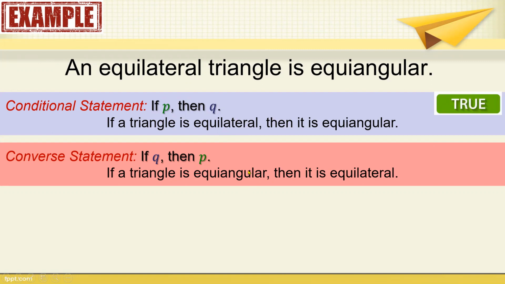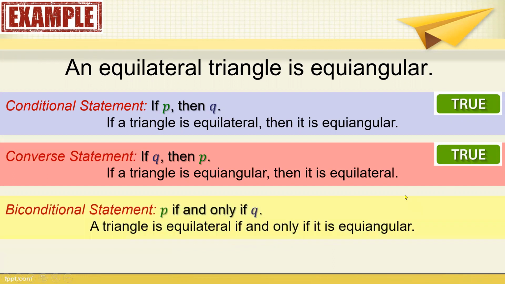Next. Sa converse naman natin, kung ang triangle mo daw ay may equal ang angles, so, meron ka daw equal sides. So, this is also true. Tandaan, magkakaroon ka lang naman ng equilateral kung equiangular siya. Congruent ang sides ng triangle mo, yung tatlong sides, congruent din yung angles ng triangle mo. So, this is also true. So, ang biconditional statement natin dito, P if and only if Q. So, a triangle is equilateral if and only if it is equiangular.